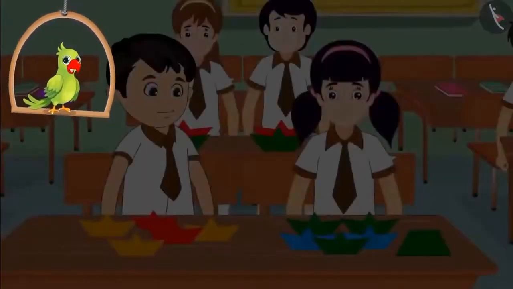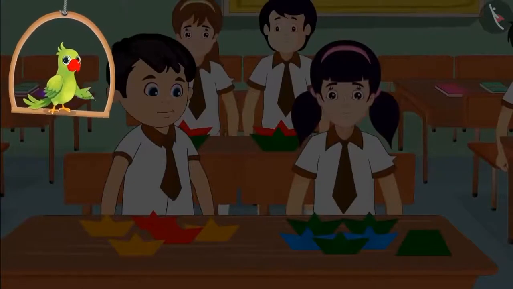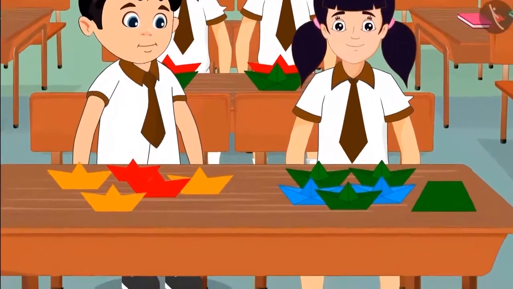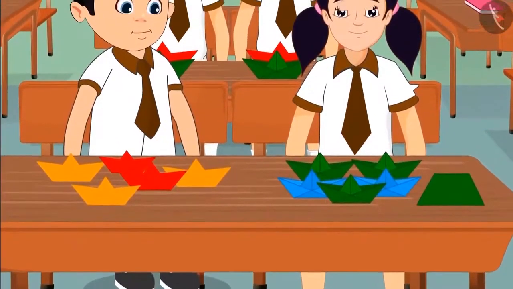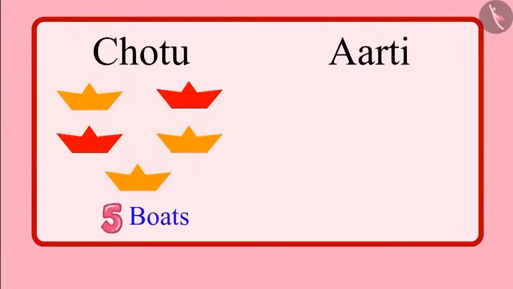Chotu and Aarti were having such fun making the boats that they ended up making lots of boats. Come on children, let us see how many boats have Chotu and Aarti made in total. 1, 2, 3, 4, 5. So Chotu made 5 boats.